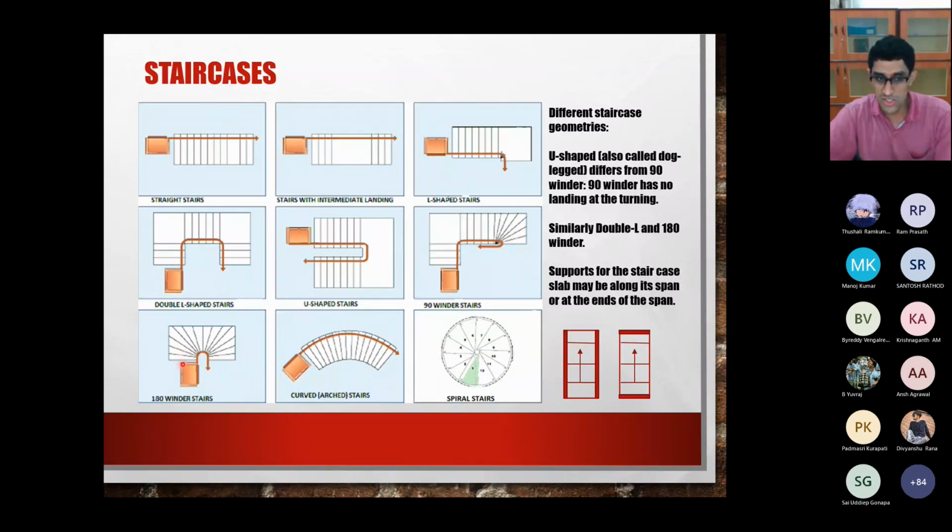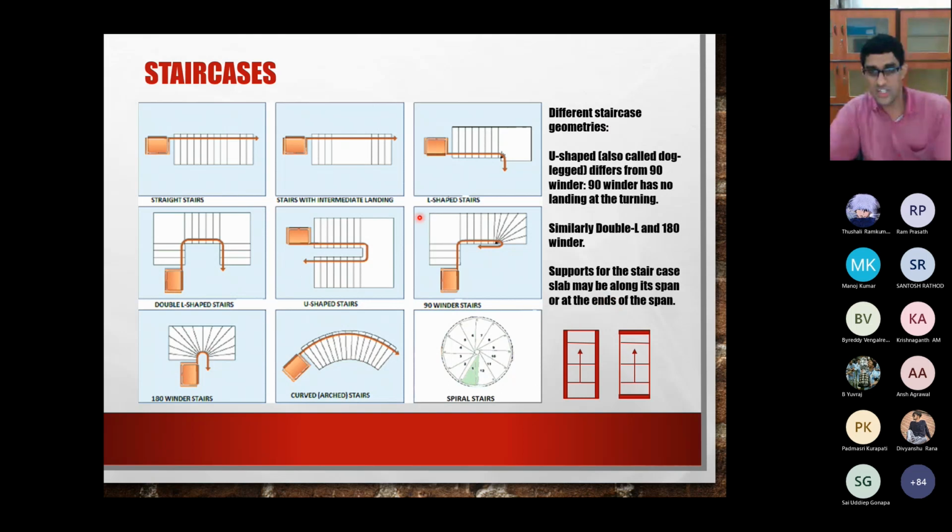You also have much worse 180-degree winder staircases. Curved staircases are there, spiral stairs are there. Like in a lighthouse, your staircases will be spiraling up. So these are some different cases.